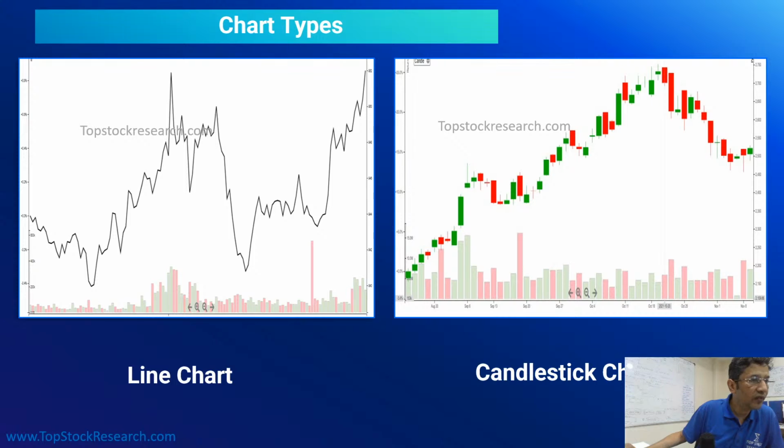Will you show how to use a screener for these chart patterns? Yes, sir, we will show. We will show how to use the screeners for chart patterns.